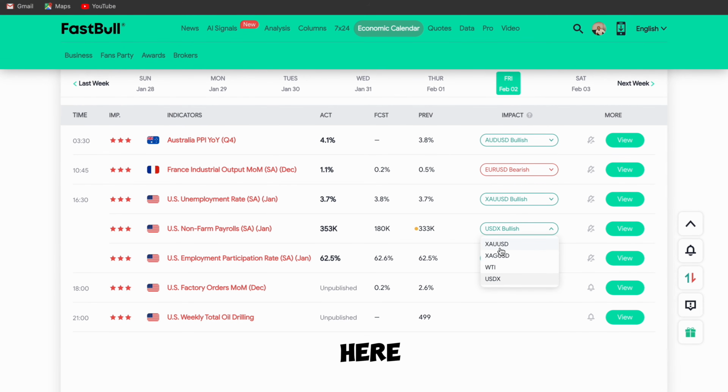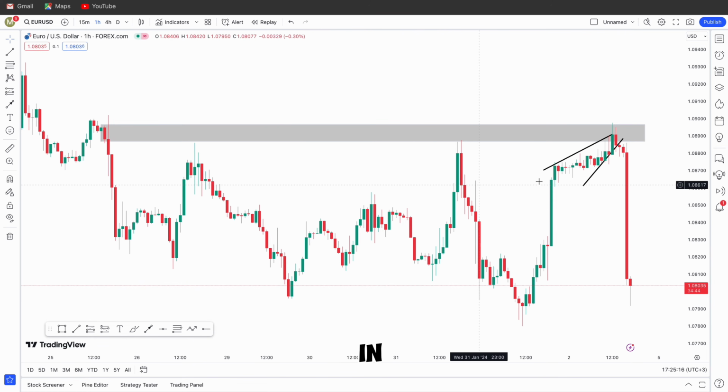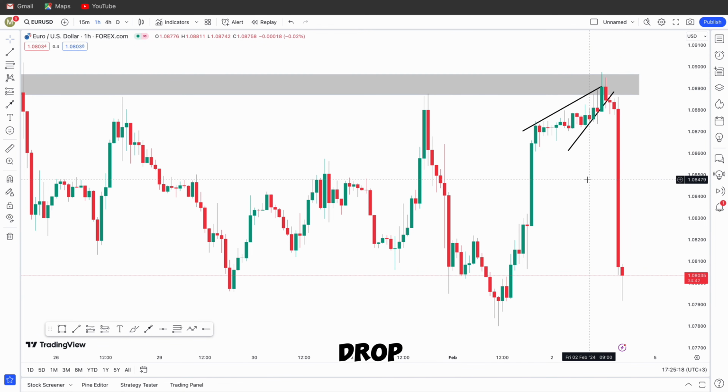And you can even see here which pairs are affected. When you tap gold, gold was affected, it was selling. Same with silver, silver was selling also. But when you tap a dollar pair like this one, you're going to see it's bullish. You can see, traders, this was the news that dropped. You can see our analysis was just in line with what was going to drop, guys.